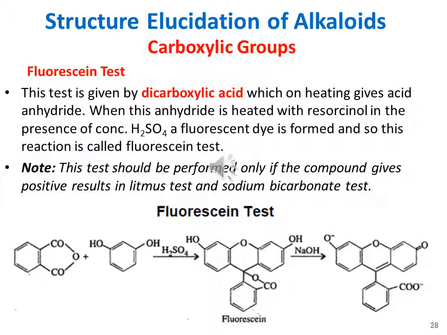Here I have given the example of an anhydride formed from a dicarboxylic acid, and it is reacting with resorcinol in the presence of sulfuric acid, and fluorescein is formed. Since fluorescein is a fluorescent molecule, the high detection limits of the fluorescence make this test very sensitive for the detection of carboxylic acids.